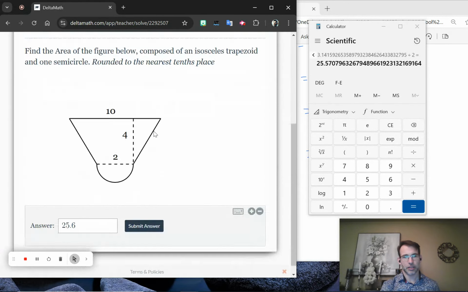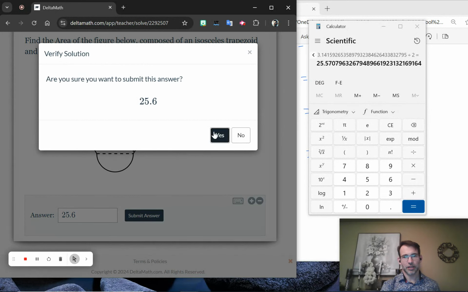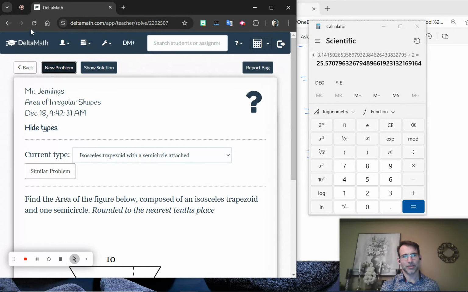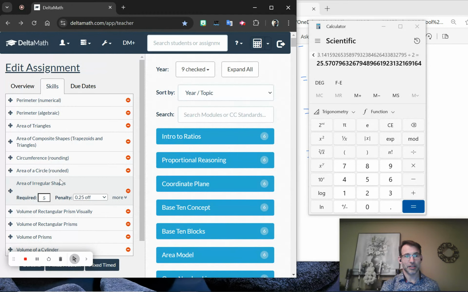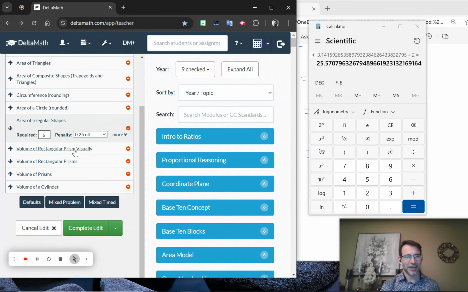Oh man, it did this thing again. See if it takes it this time. No, so you got to refresh. Anyway, it's true. Okay. All right. Let's keep going. Okay. So that's irregular shapes. One moment. And we're back.